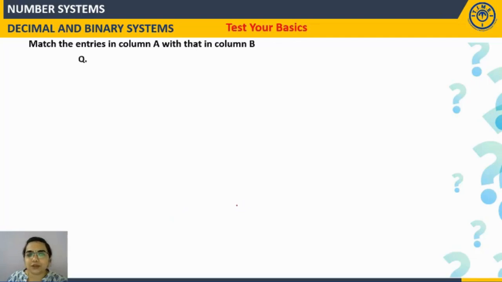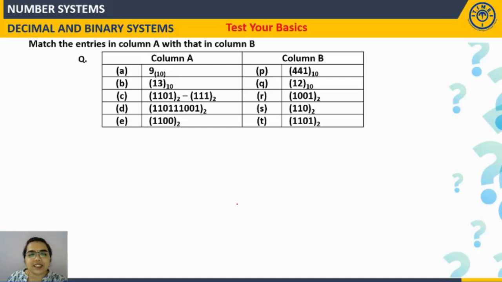Next, you have a match the following type of question. In column A, you have some numbers. You need to match them with column B. So 9 to the base 10, that is, 9 is the decimal number. You need to look at the binary equivalent of this number. Fine. So let us begin with 9 to the base 10. Let us convert it into binary form. For that, we need to divide it by 2.